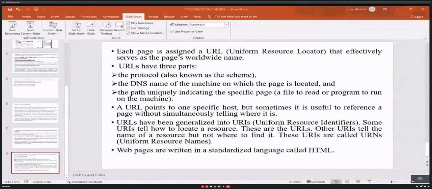The protocol here is HTTP. We have different types of protocols associated with particular applications, that is HTTP, FTP, SMTP. Similarly, we have other protocols. The protocol is also known as the scheme. For web pages, the protocol used is either HTTP or HTTPS. You know what the difference between HTTP and HTTPS is? HTTPS is secure, and the path uniquely indicates the specific page.